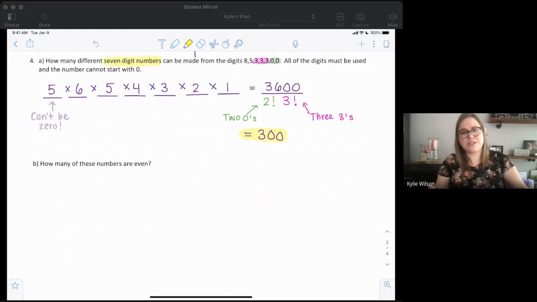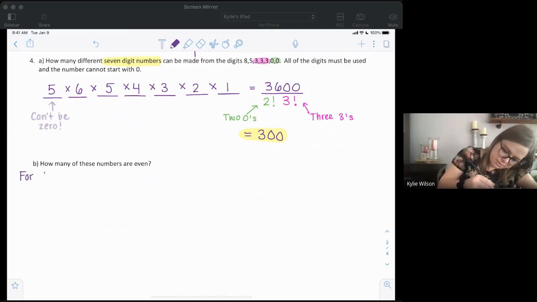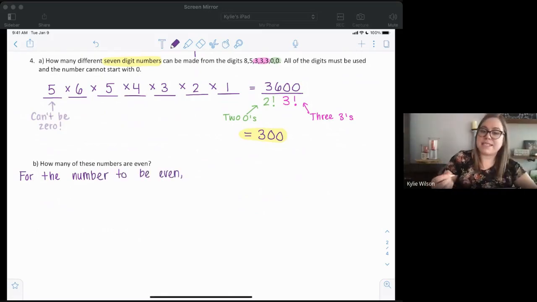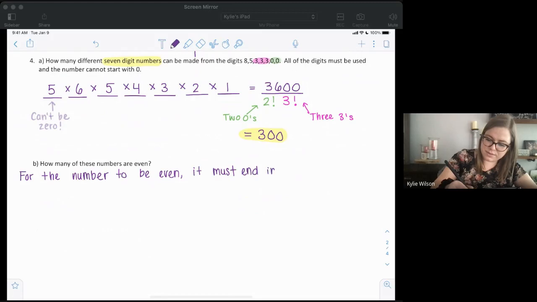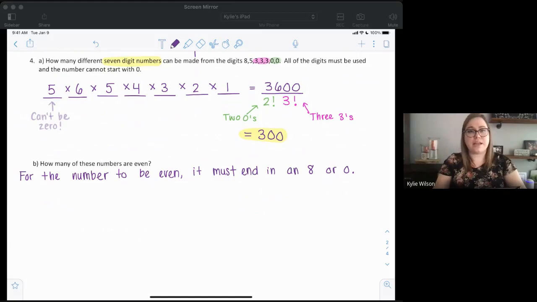So how many of these 7-digit numbers are even? Remember, we still can't have 0 at the beginning, but we need to figure out how many are even. So let's figure out how to know if a number is even. For the number to be even, it must end in an 8 or a 0. If you think of all of the even numbers, they all end in an even number.